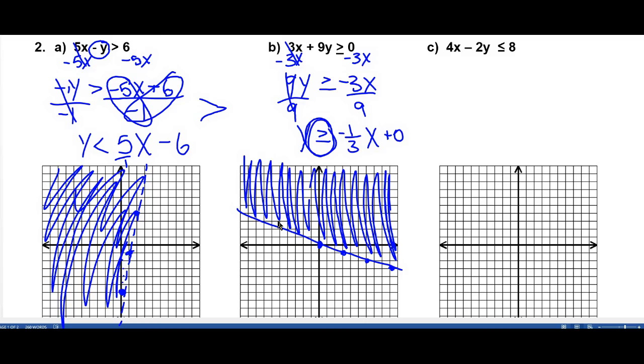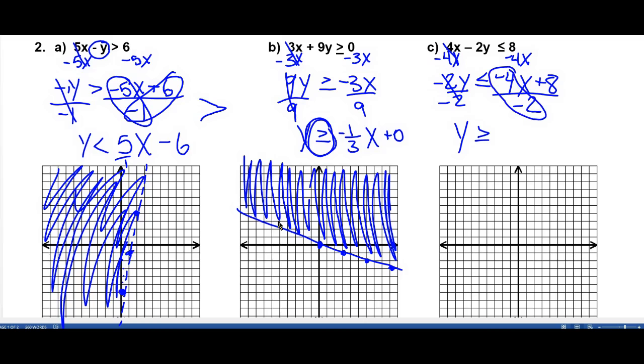4x minus 2y is less than or equal to 8. Get the 4x to the other side. -2y less than or equal to -4x plus 8. Divide by -2. Don't forget to flip the inequality when you divide by a negative. -4 over -2 is positive 2x. 8 over -2 is -4.